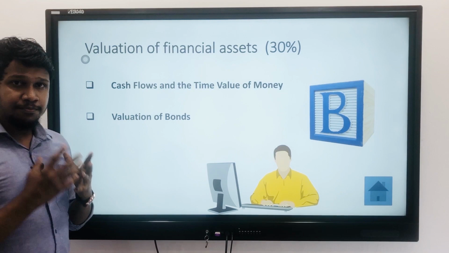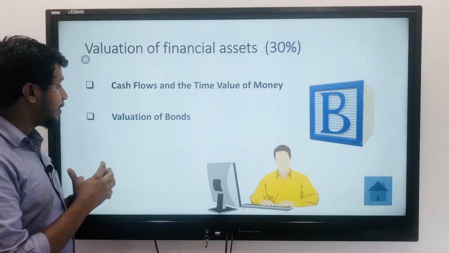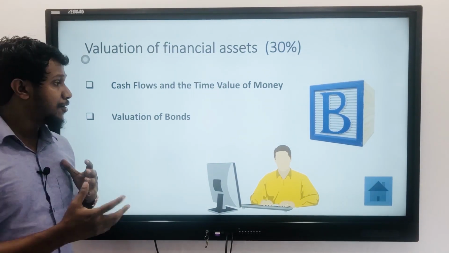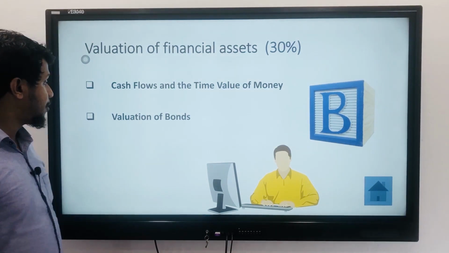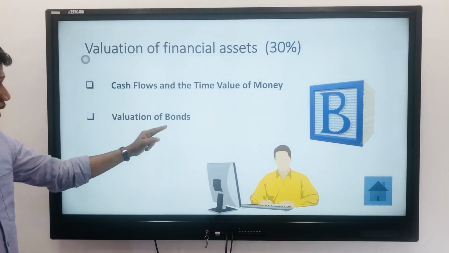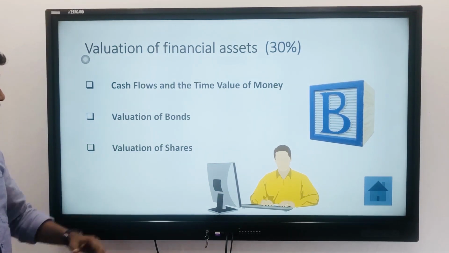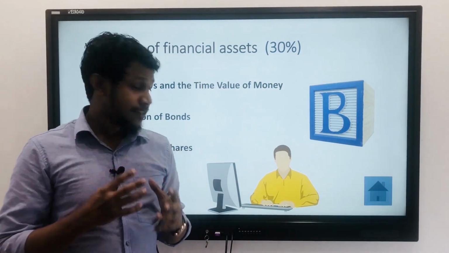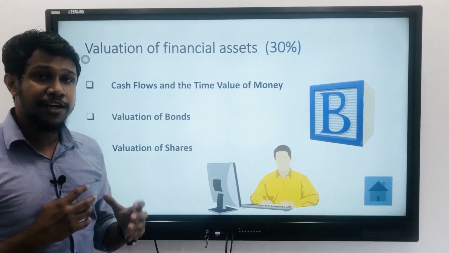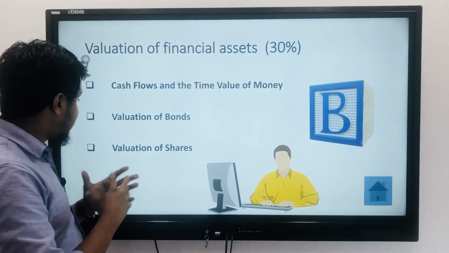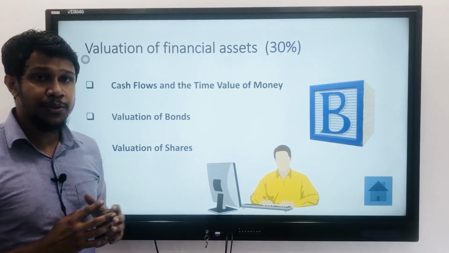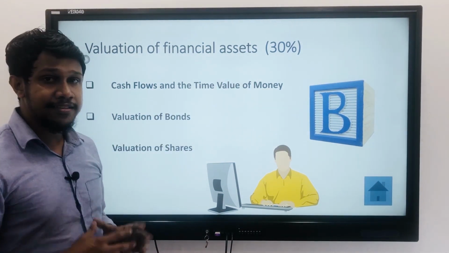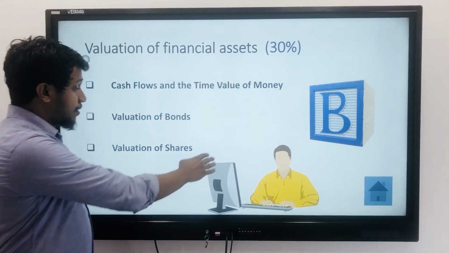So valuation of bonds, that is one key area in this syllabus. So how we are going to value our bonds, and based on that how we are going to take our investment decisions, those things we are going to discuss under this chapter, right? So finally we are going to talk about valuation of shares under part B. What methods do we have to value our shares? So based on that, how we are going to take our decisions, whether these shares are overvalued or undervalued. So those things we are going to discuss under this part B. So 30% weightage is allocated for this particular area, right?